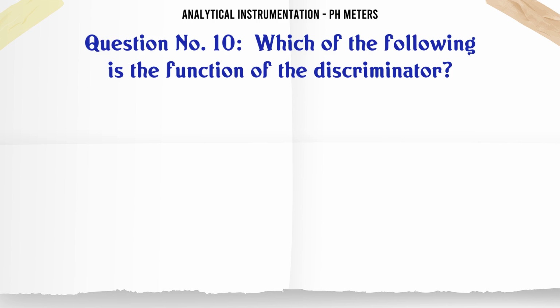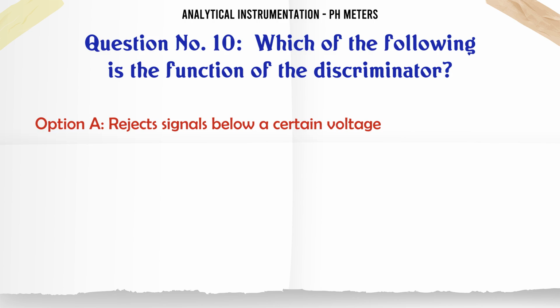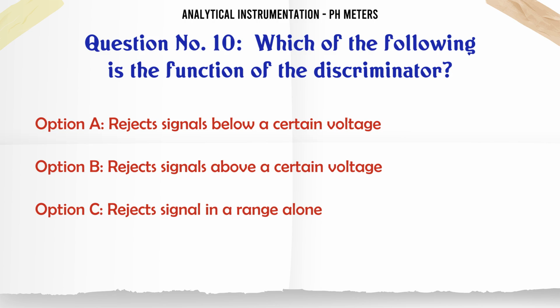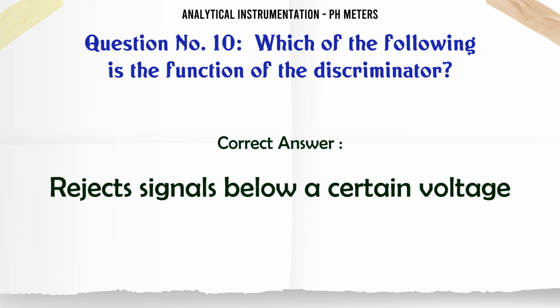Which of the following is the function of the discriminator? A. Rejects signals below a certain voltage. B. Rejects signals above a certain voltage. C. Rejects signal in a range alone. D. Filters noise alone. The correct answer is rejects signals below a certain voltage.